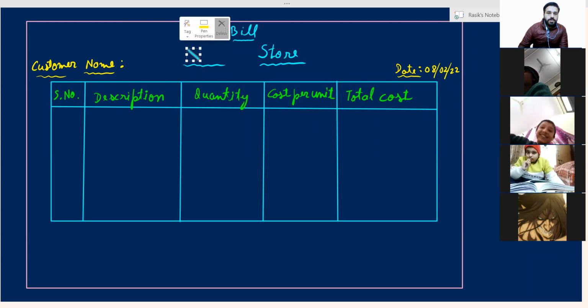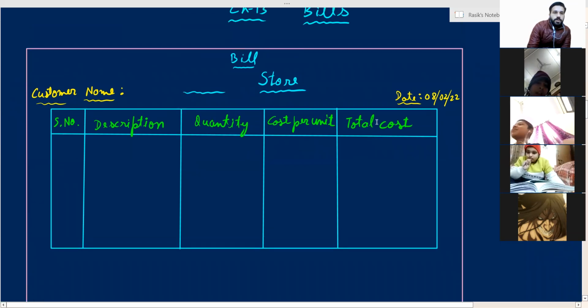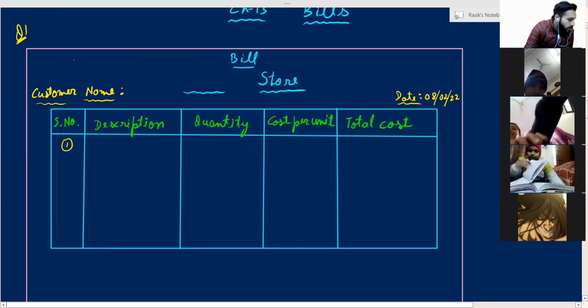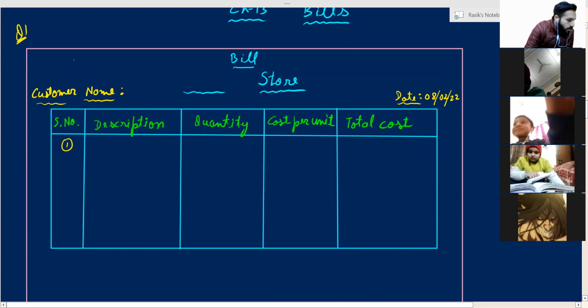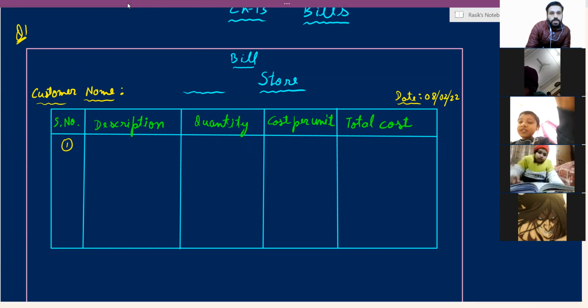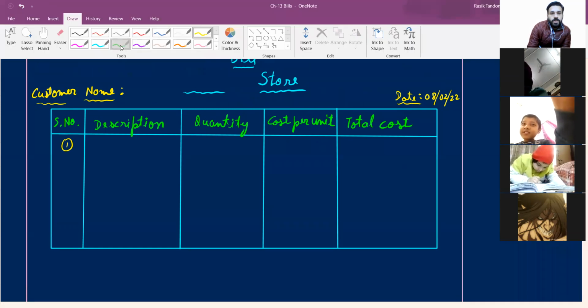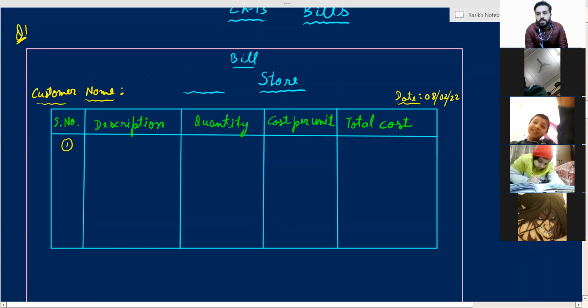Question number one. Sir, the name is not given. Aarti went to a shop for clothes for her children, and she bought these items. The name of the store is not given, so you can give the name of the store on your own. Whatever you like, you can write your name also. You can write Varun Goyal store, Samriddhi Srivastava store, Noel store, Iram store, Nihit store, whatever.